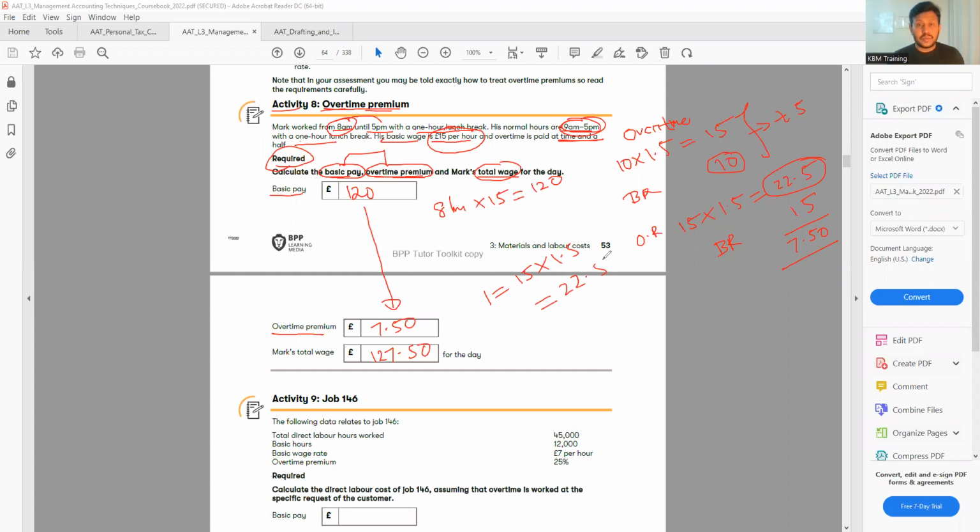But 22.5 is not all extra, because normally for 1 hour I get 15 anyway. So the difference is 7.5. This 7.5 is the overtime premium. So premium means the difference between the overtime rate and the basic rate.